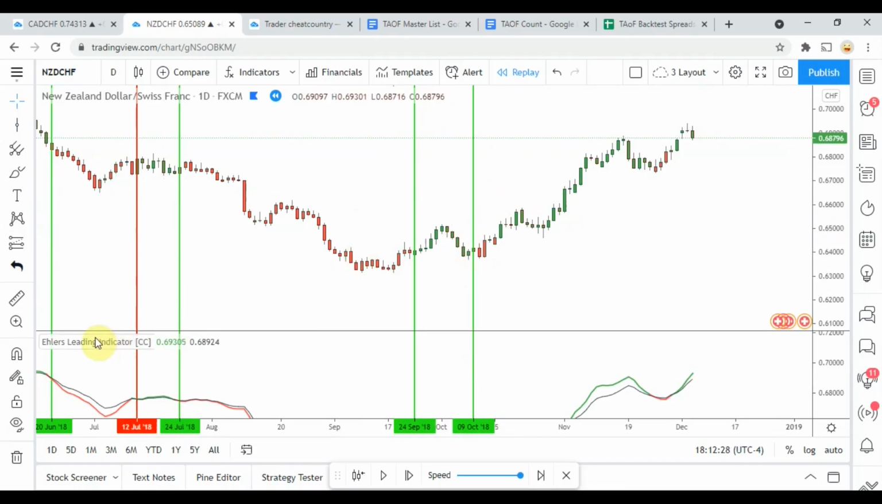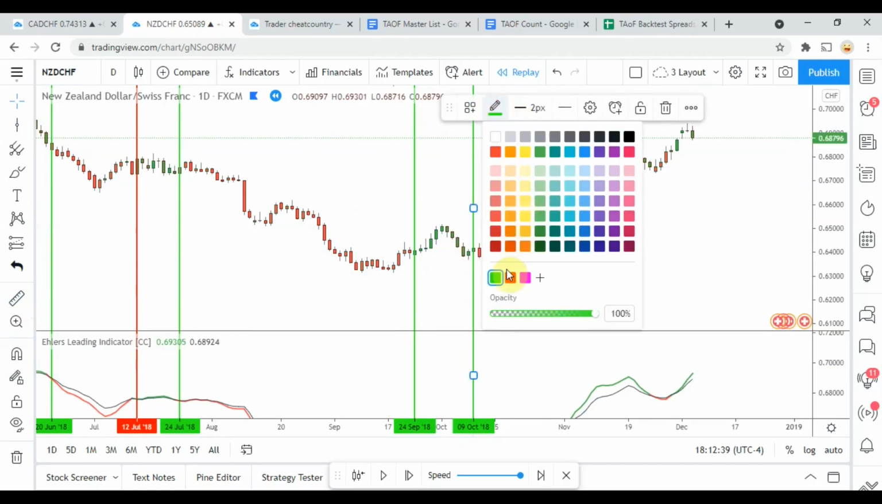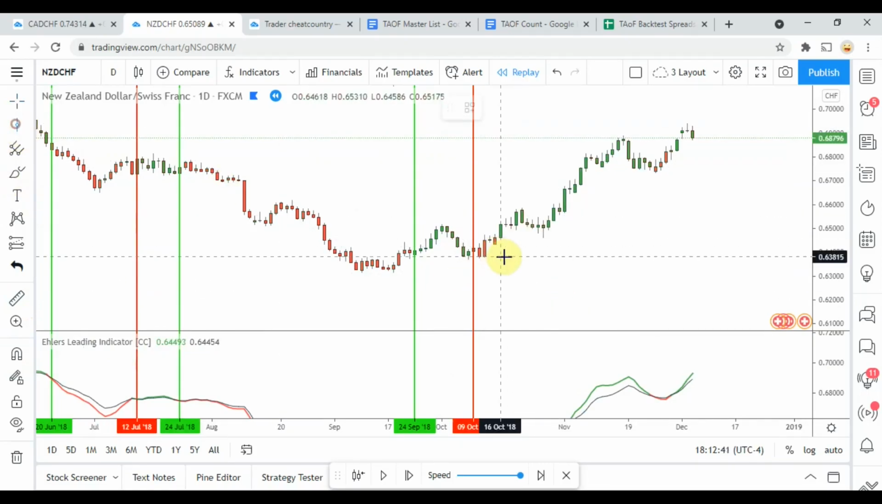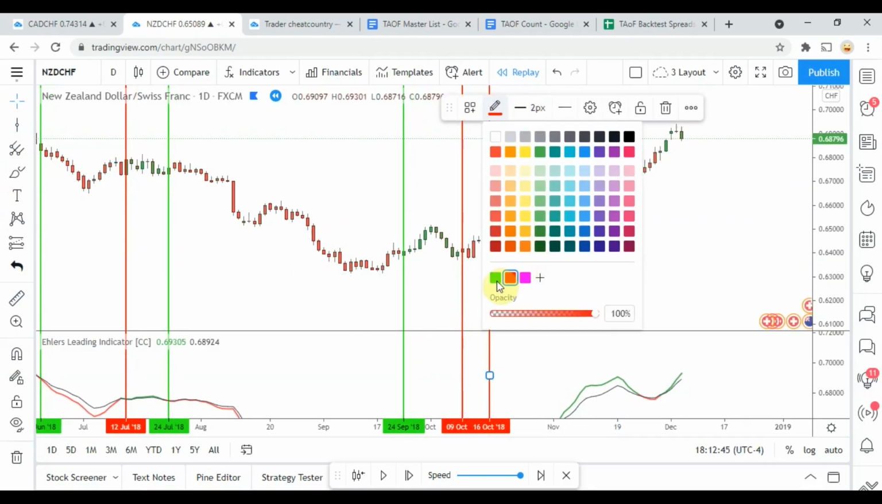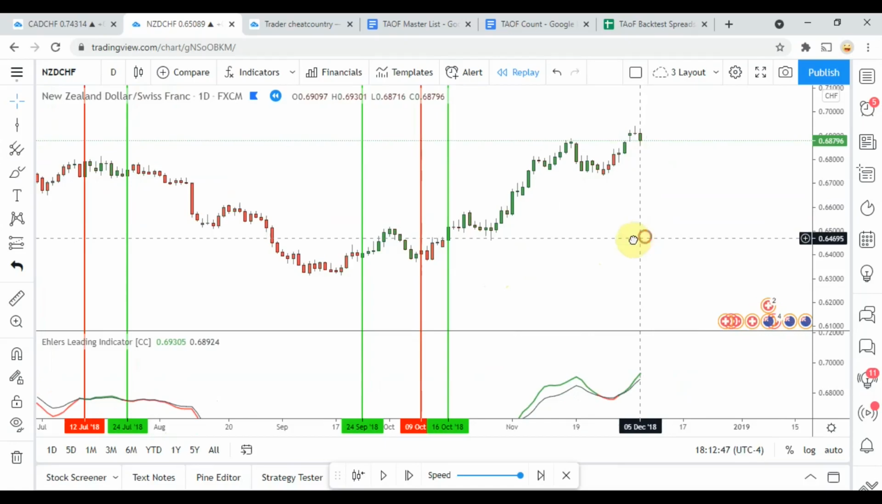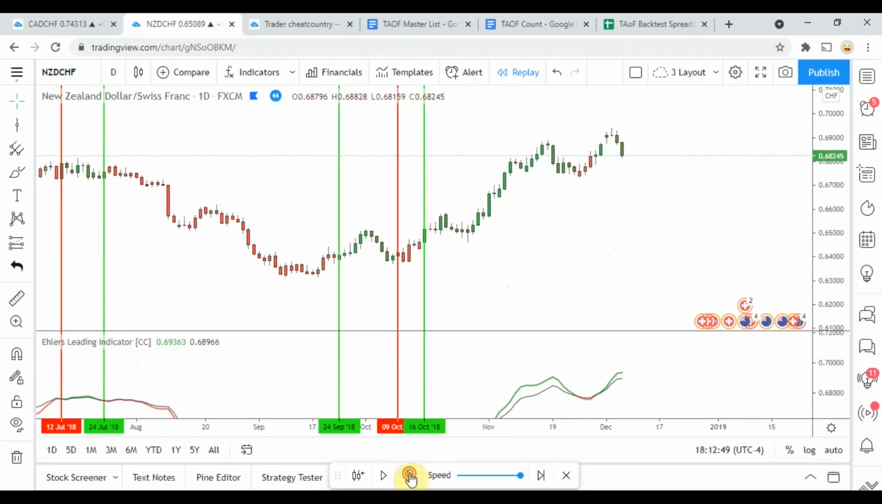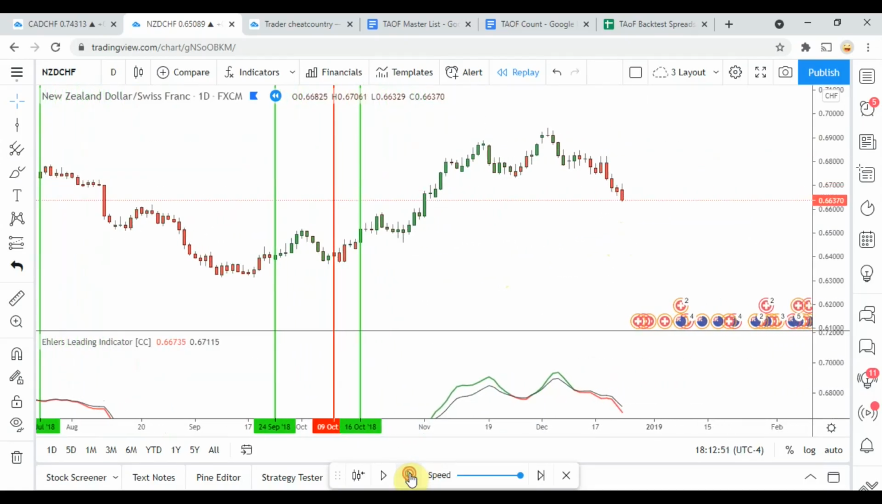Short there. Don't think that one's going to work out for us. Well, let's see. May have barely squeezed it out for us. Nope. That one's going to get us stopped out. Then a long over here. That one gets us to take profit. Climbs up there quite significantly.